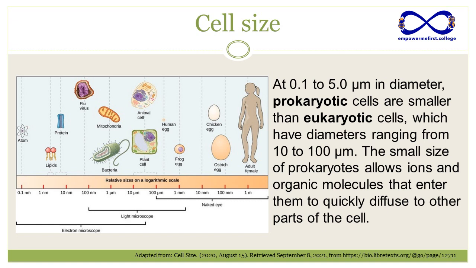As I told you, at 0.1 to 5 micrometers in diameter, prokaryotic cells are smaller than eukaryotic cells. It is very important because generally in cell biology, all the differences between living organisms are based on the difference between prokaryotic and eukaryotic cells, which have a diameter ranging from 10 to 100 micrometers. The small size of prokaryotes allows ions and organic molecules that enter them to quickly diffuse to other parts of the cell. And again, you can also find more information using this link, this biolibrary text.